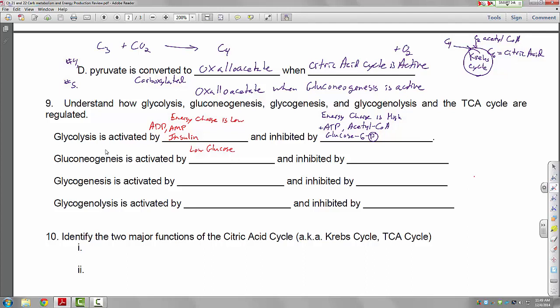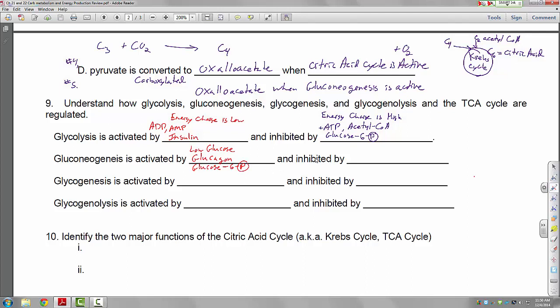gluconeogenesis speeds up. Remember, insulin and glucagon are kind of opposites, whereas glycolysis is going to be activated by insulin. Gluconeogenesis, which is making new glucose, not tearing it down. Glycolysis is breaking it down. Gluconeogenesis is making new glucose, so it's going to be activated by glucagon. Also notice, if glycolysis is inhibited by glucose 6-phosphate, as I mentioned before, gluconeogenesis is going to be activated by glucose 6-phosphate. So we see this kind of diagonal relationship.